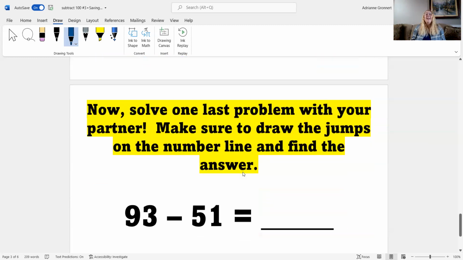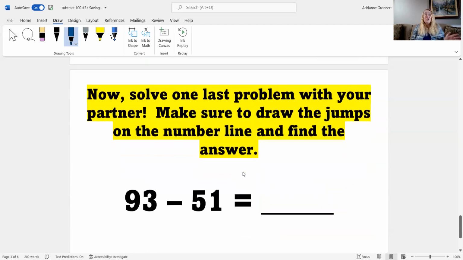Okay. The last thing we're going to do is solve one last problem with our partners. You get to do this one together. Make sure you and your partner draw the jumps on the number line and find the answer to the equation. 93 take away 51. I can't wait to see what you and your partners do.